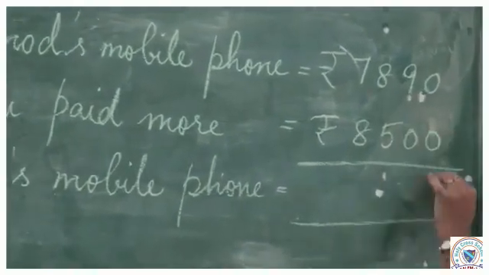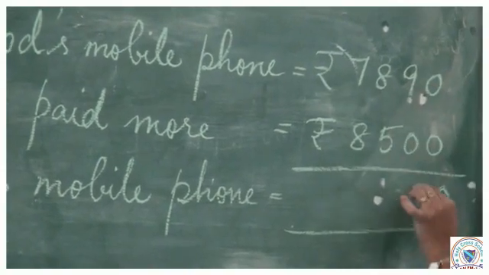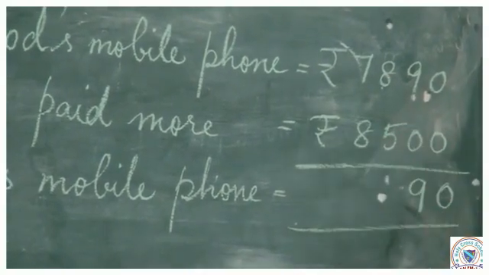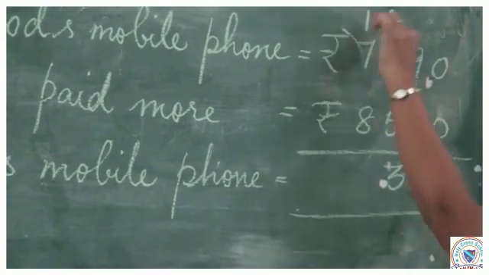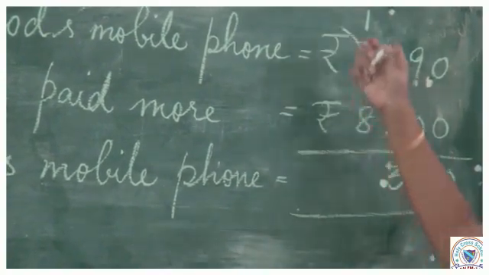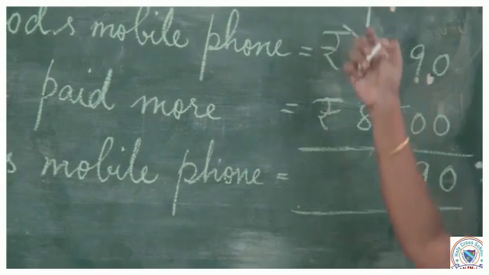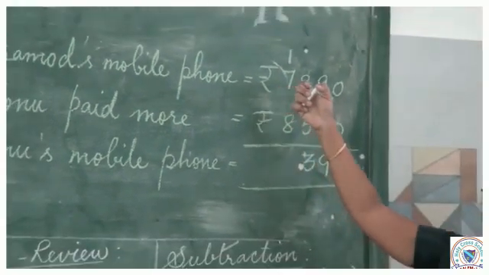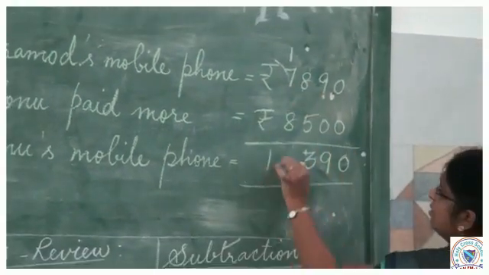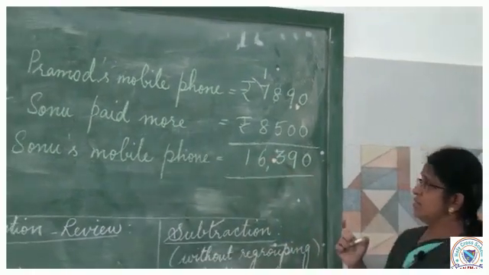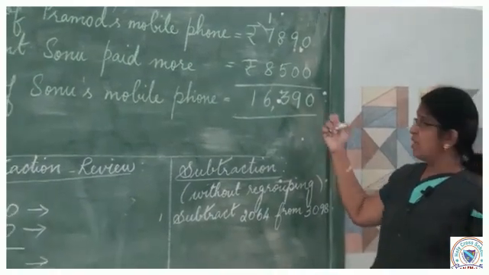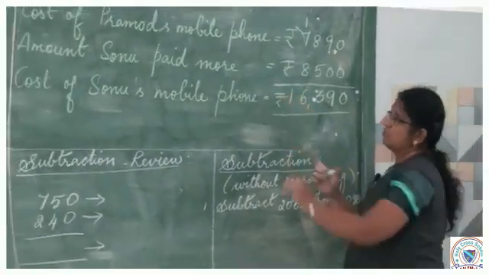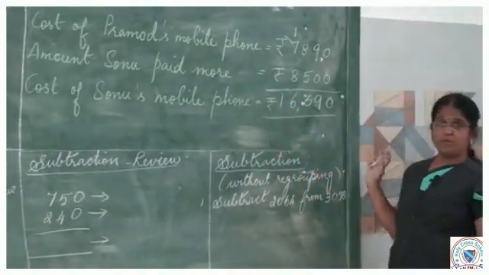0 plus 0, 0. 9 plus 0 is 9. 8 plus 5, 13. Carry over 1. So 8 plus 1, 9. 9 plus 7, 16. Write the number 16. So 16,390 is the cost of Sonu's mobile phone.